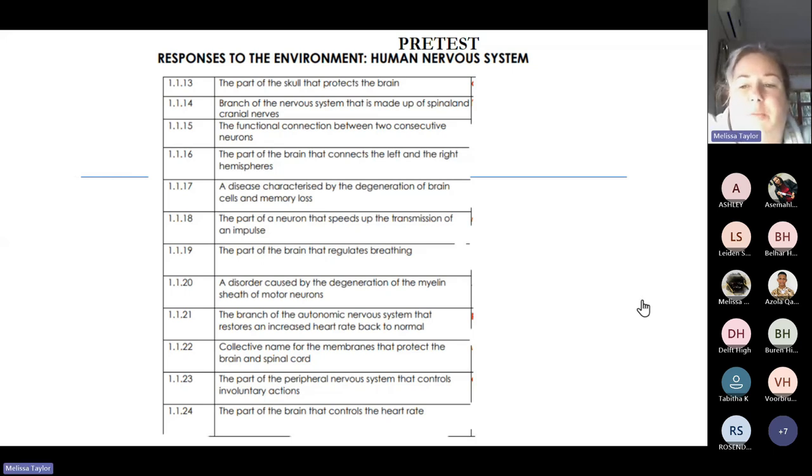For those that would like to perhaps complete it together or don't have their books with them, I've included the terms on the screen. So those are the terms that I would like you to do.